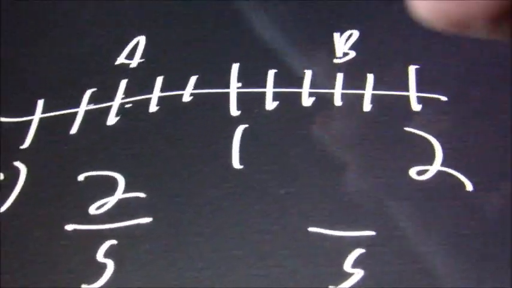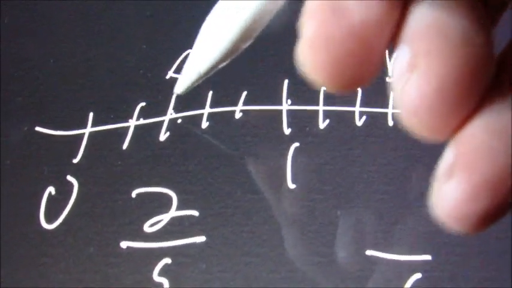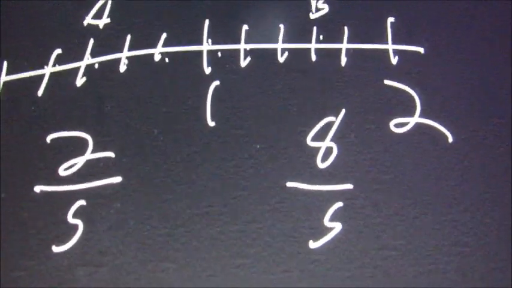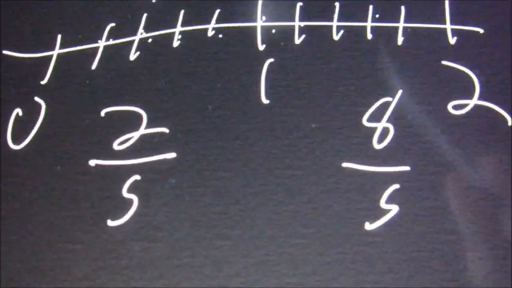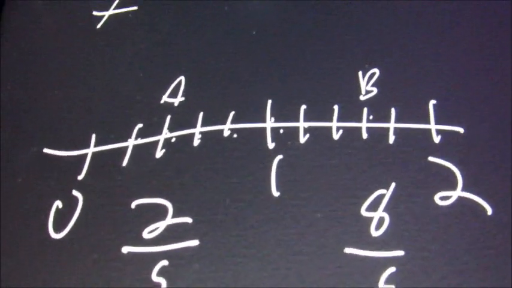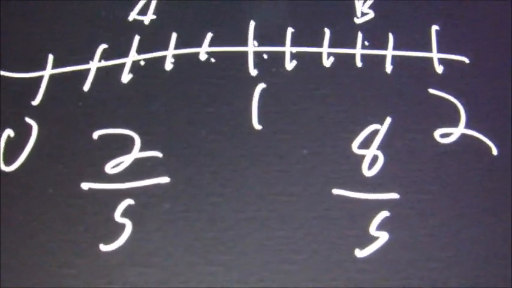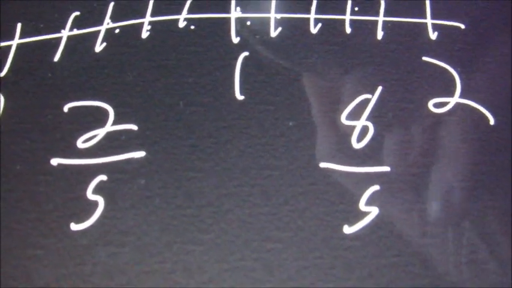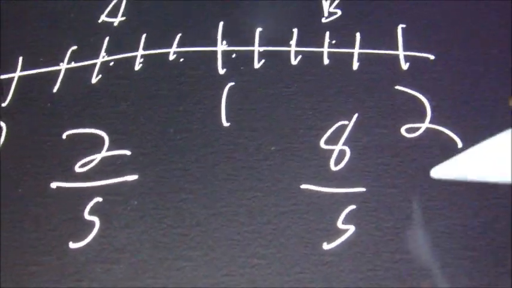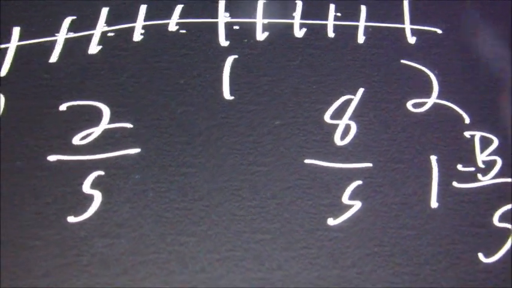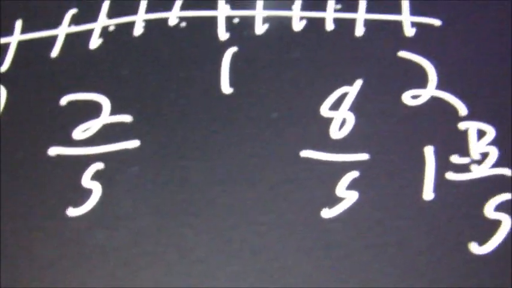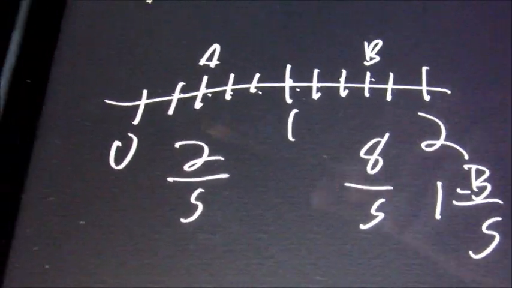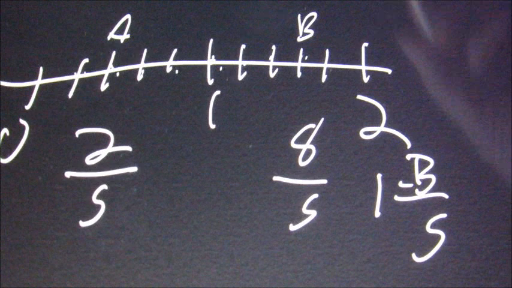1, 2. And here there's 1, 2, 3, 4, 5, 6, 7, 8. So 8 over 5 will be B. And I don't believe that you have to do this as a mixed number. If you did, you could just say 1, and there's 1, 2, 3, 1 and 3/5, or if you do the division out, it would be the same thing. So that's how you'll do the questions with the number lines.